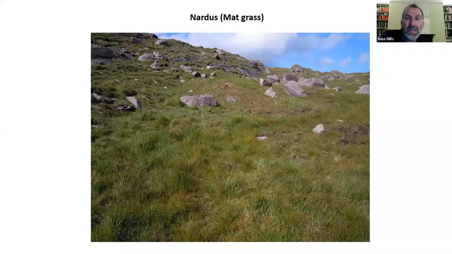Then you've got patches of grass higher in the mountains, almost invariably grazed by sheep and deer. You find these little grassy patches, and there's almost certainly going to be this so-called mat grass.